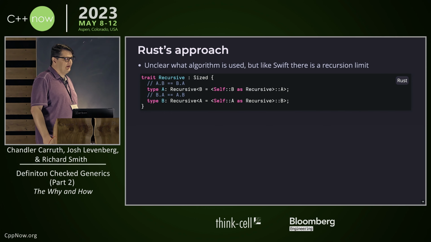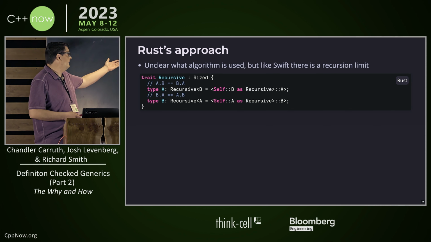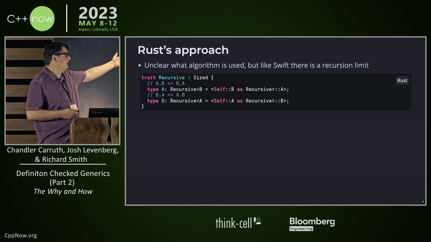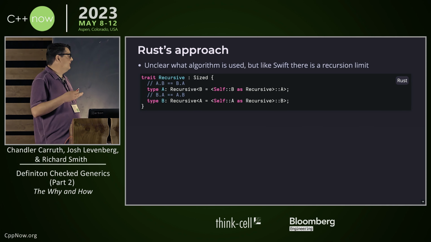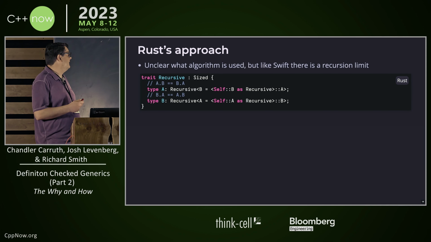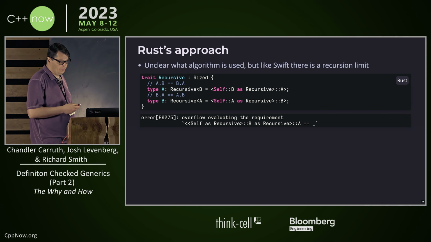And it's not entirely clear what algorithm Rust is using to deal with this. But like with Swift, there does seem to be a recursion limit. In cases like this, where we have a.b equals b.a, Rust would be OK with this. But if you also add the constraint that b.a equals a.b, which seems redundant, it seems like it shouldn't be harmful, Rust gets an overflow while looking at this trait.